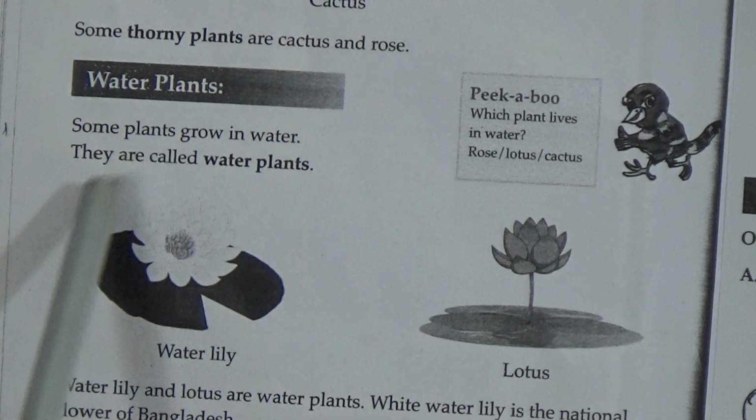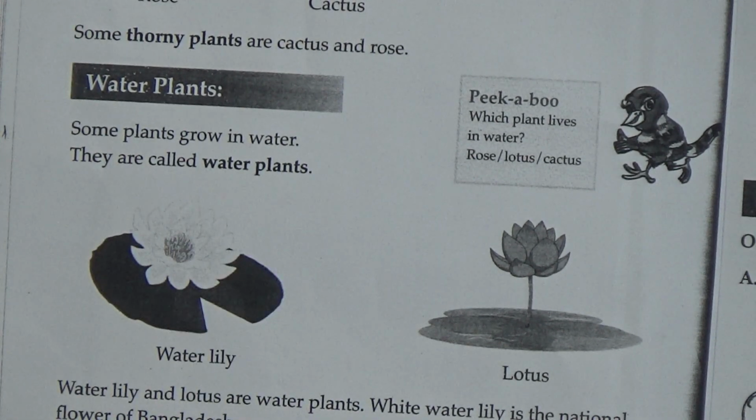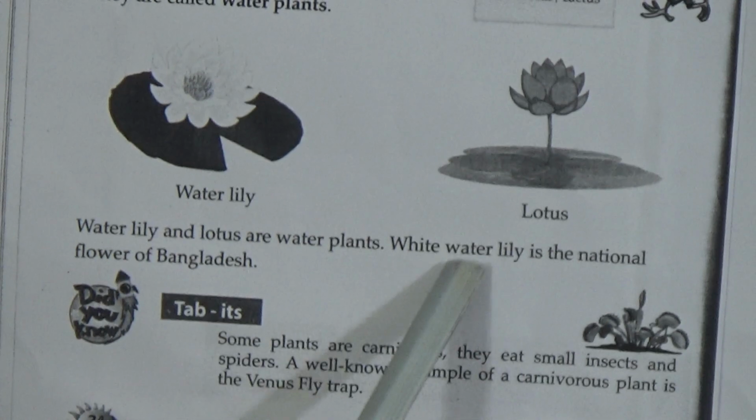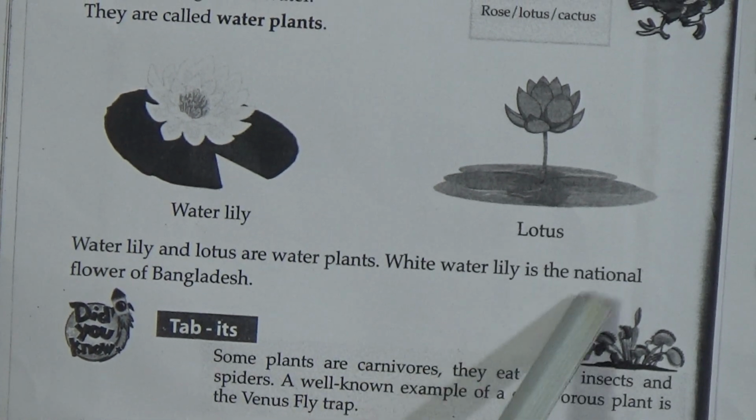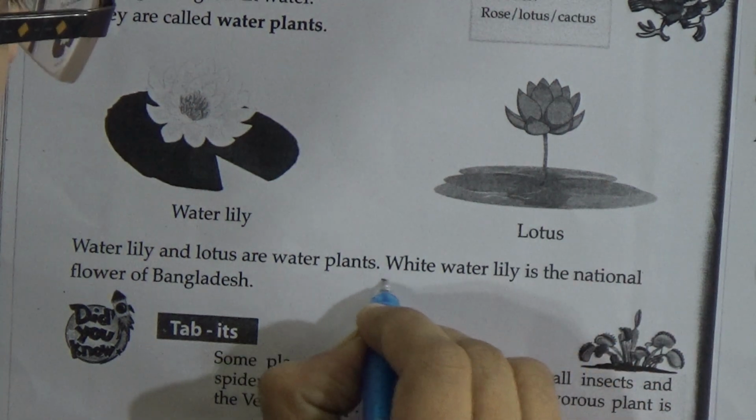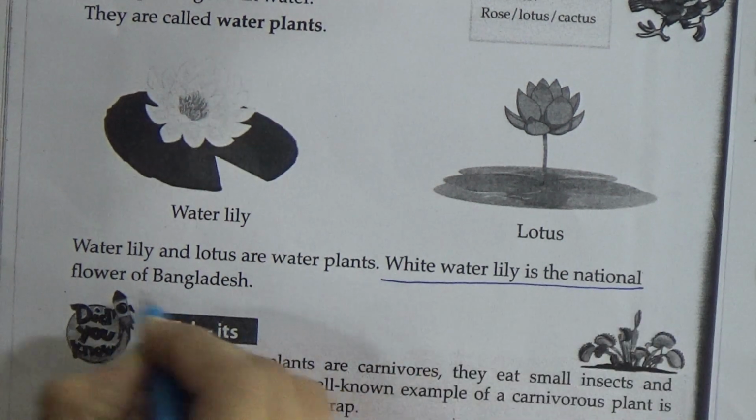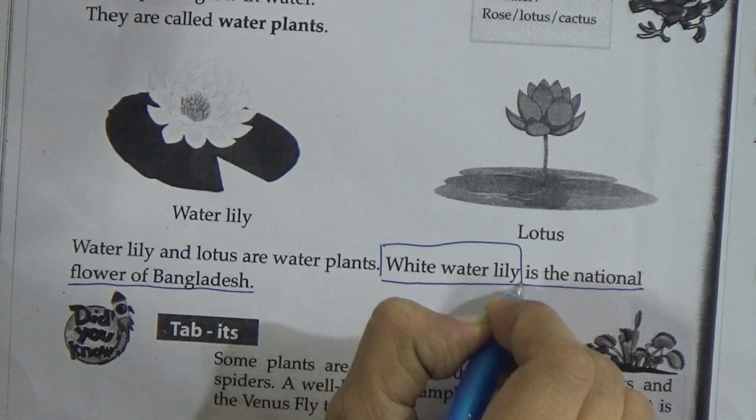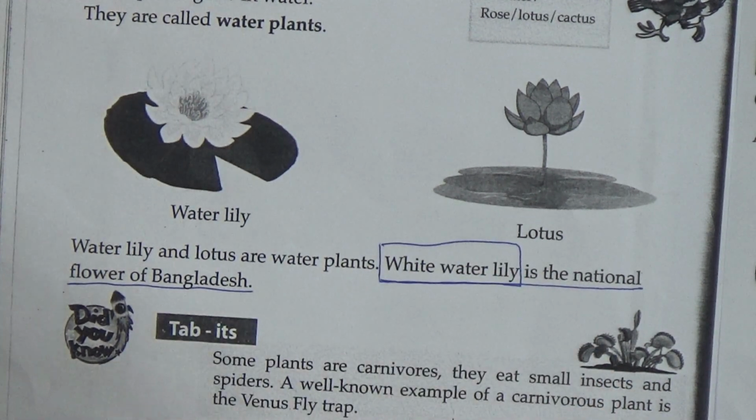Now, water plants. Some plants grow in water. They are called water plants. Which plants grow in the water? Water lily and lotus are water plants. The white water lily is the national flower of Bangladesh. Now, which one is the national flower of Bangladesh? The white water lily is the national flower of Bangladesh.